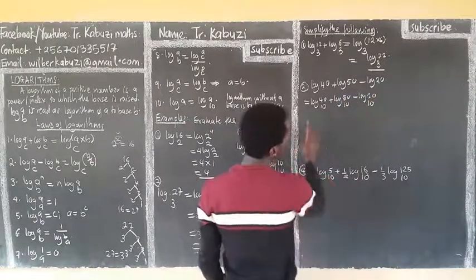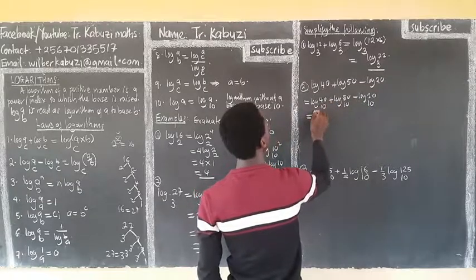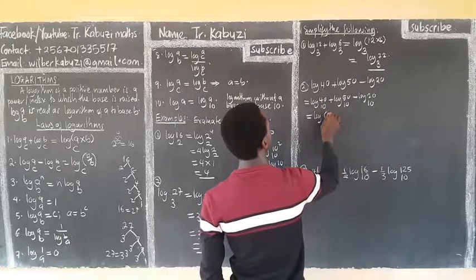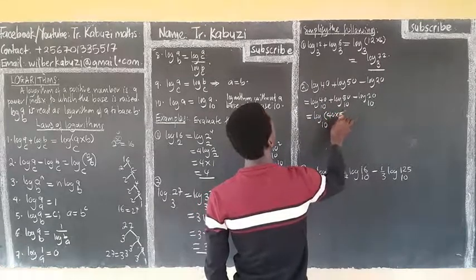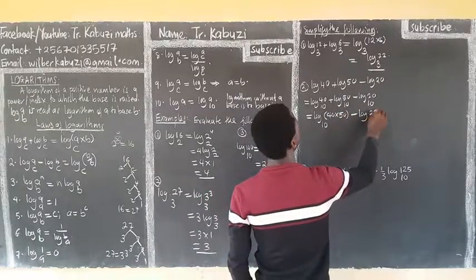Then coefficient 1, 1, 1. So we can now apply the first add. Log, the base is the same. So now we multiply these two times 50. Then after we shall apply this.